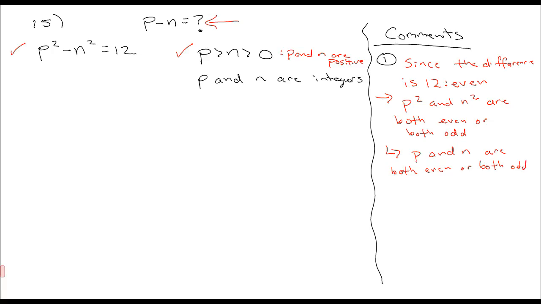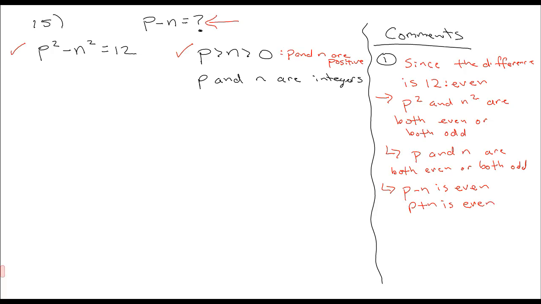Okay, let's see what else we can say. Well, if they're both even or both odd for p and n, then that would also imply that p minus n is even, just even, and p plus n is even.